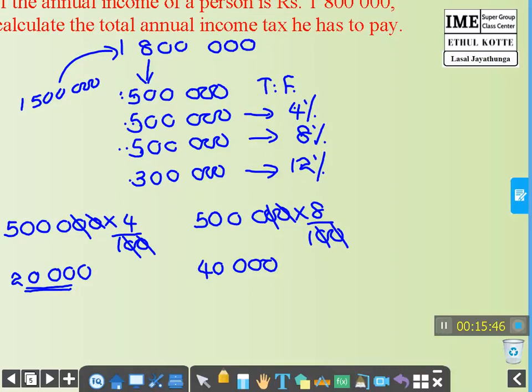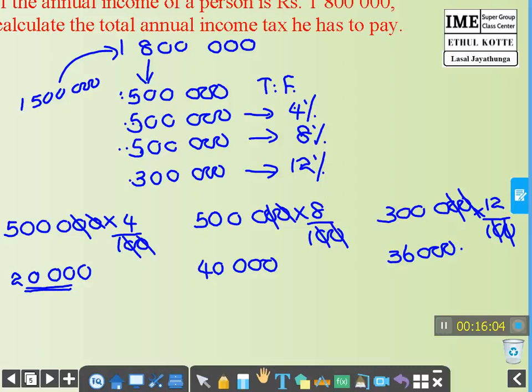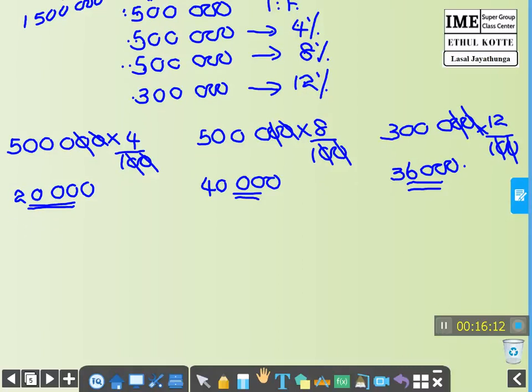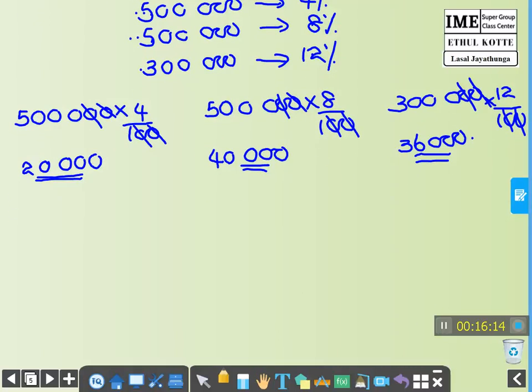Final stage income is only 300,000. For this one, 12%. 3,000 into 12 is 36,000. Right. So tax calculated in 3 stages. Right. Now we'll get the total to find income tax.